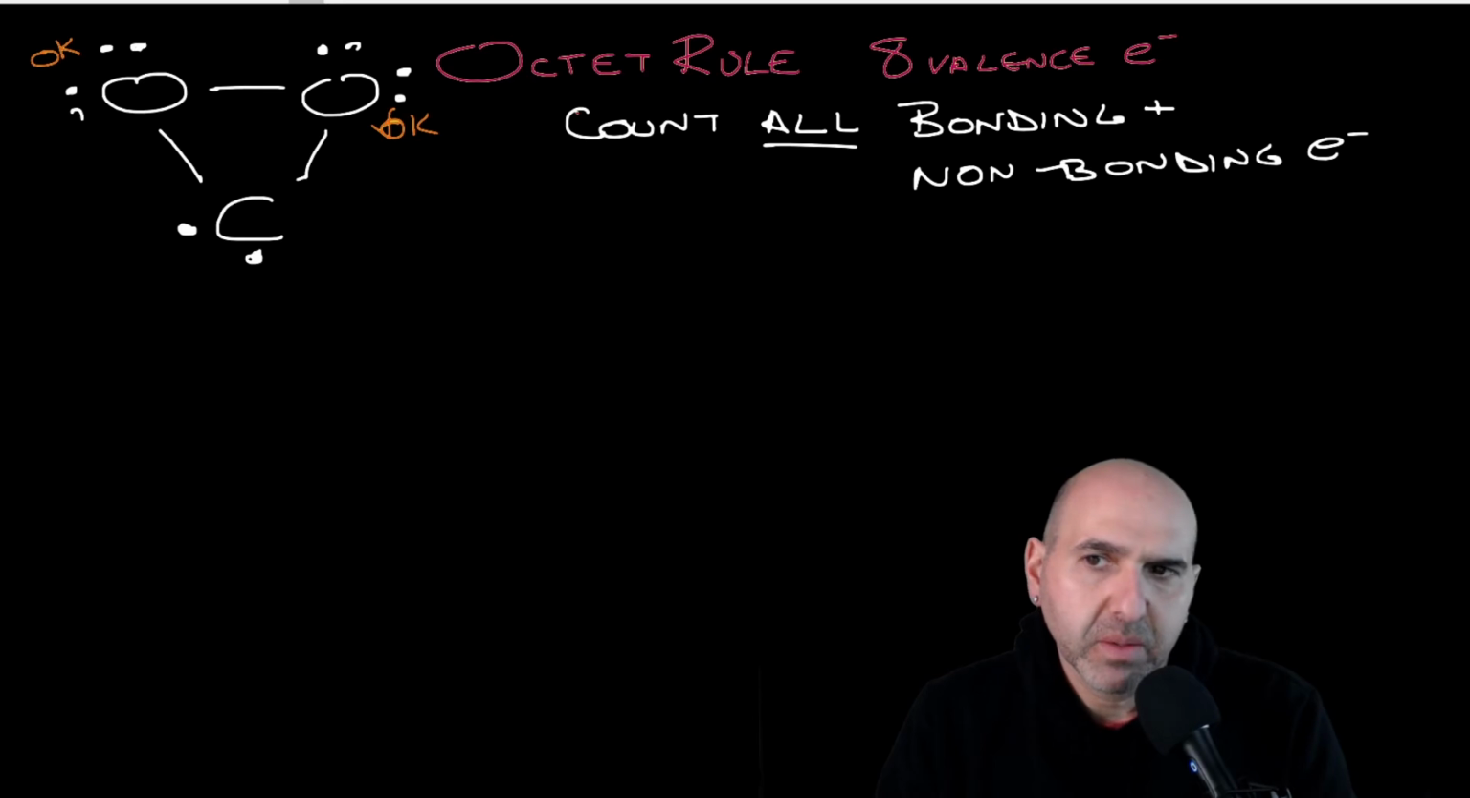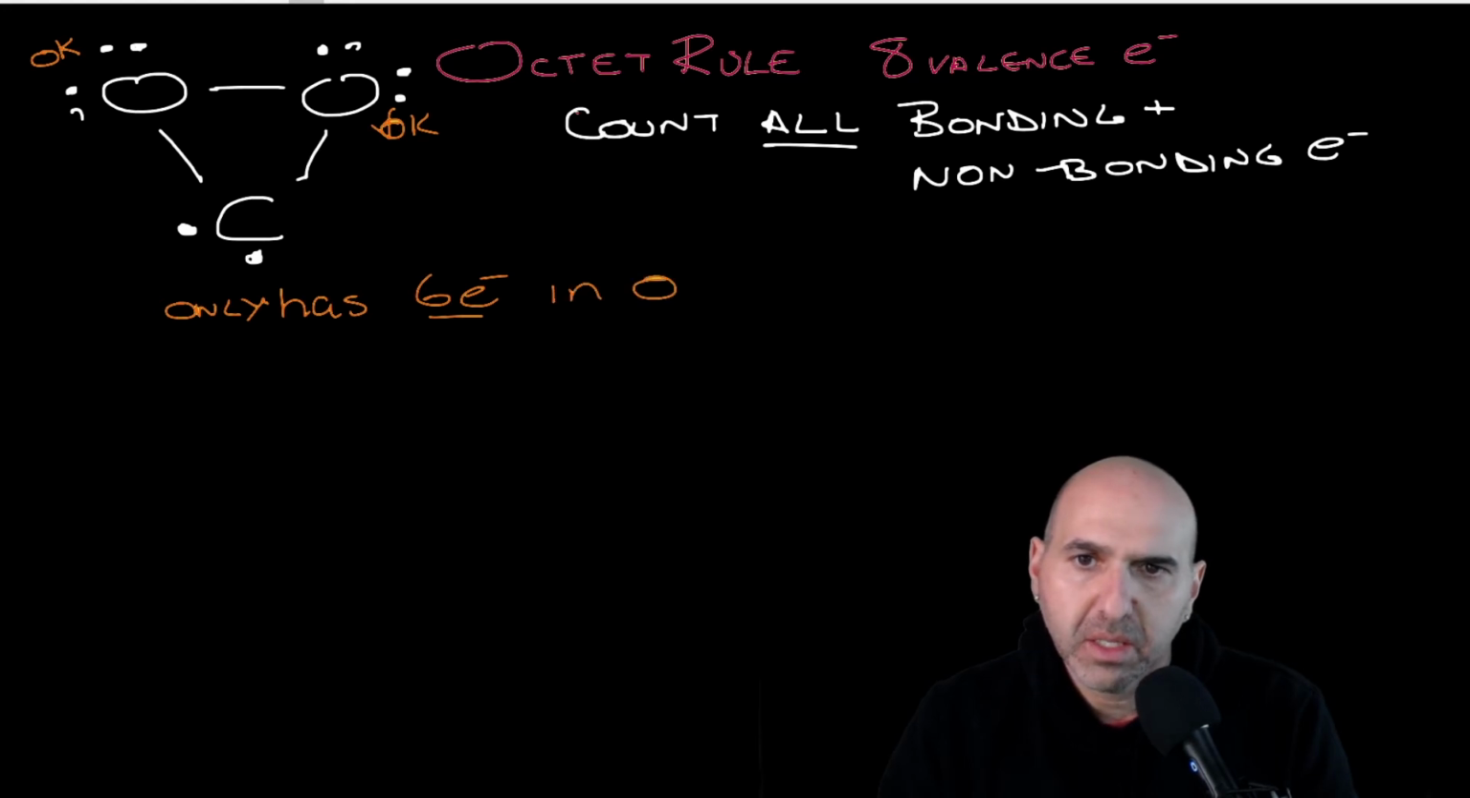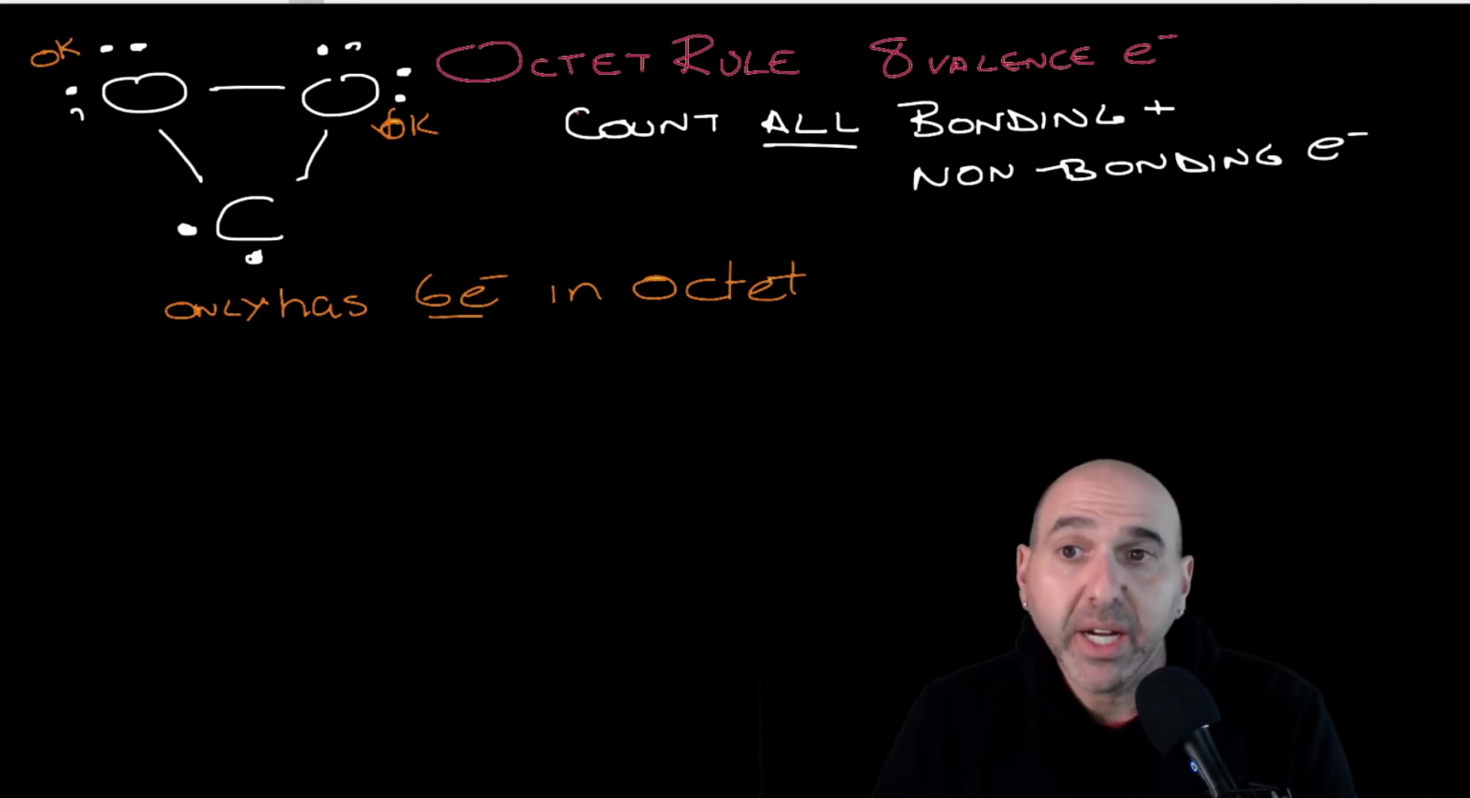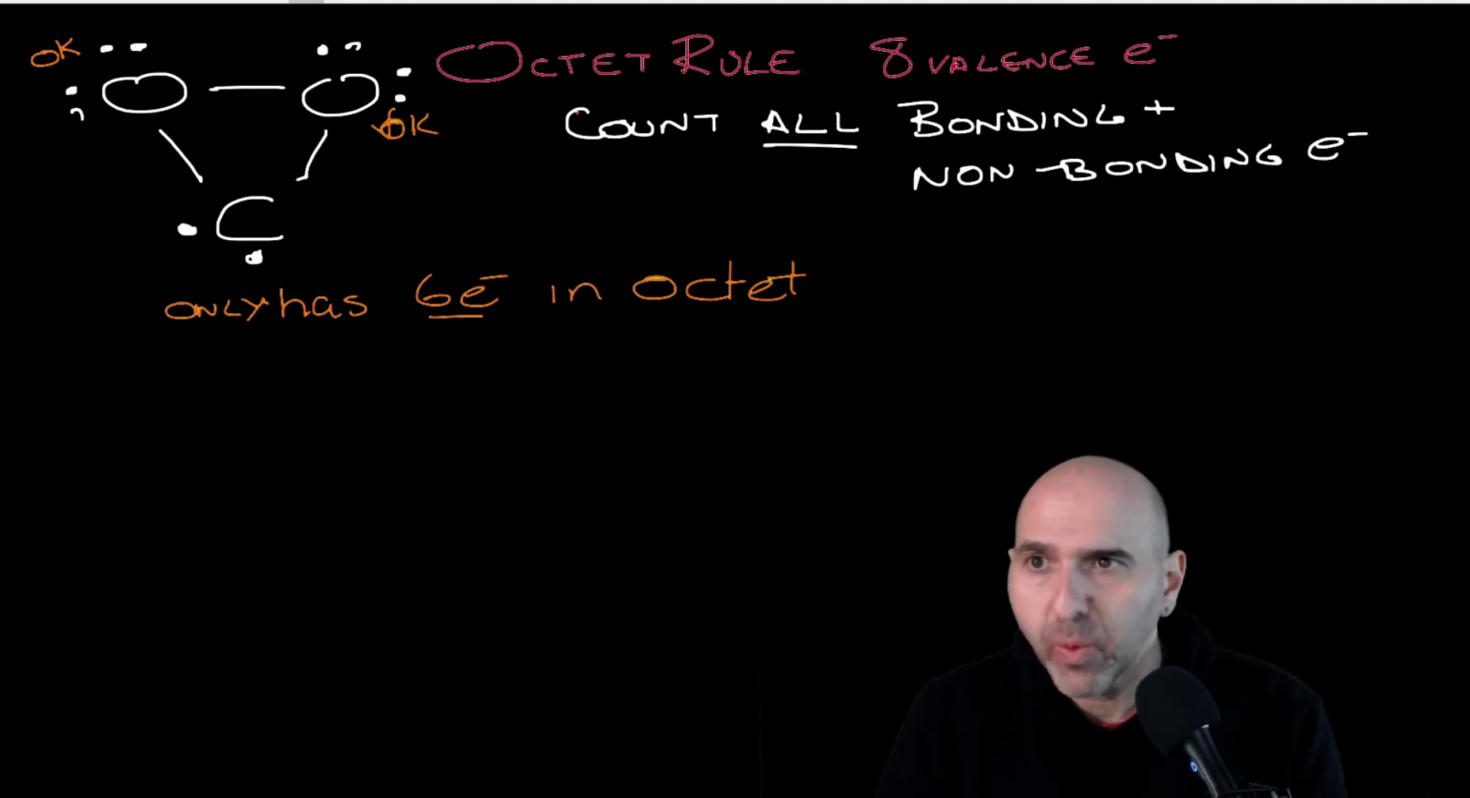Let's look at this carbon atom now. 1, 2, 3, 4, 5, 6. Uh-oh. So this one only has 6 electrons in its octet, so it's not even really an octet. That's no good. That is a higher energy situation. It's not ideal. And right away you would stop. We're going to learn where we're allowed exceptions to the octet rule. Carbon is not one of them.